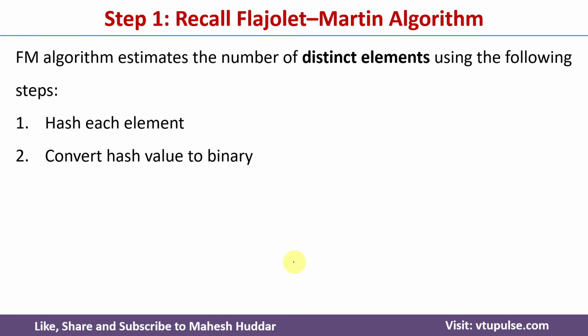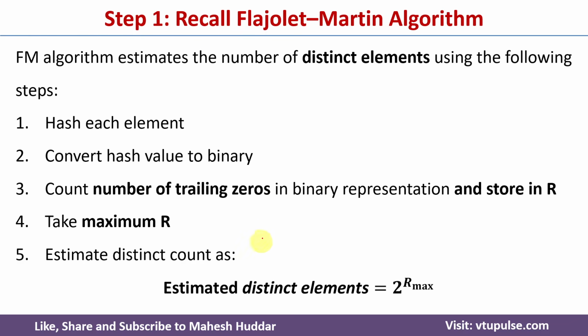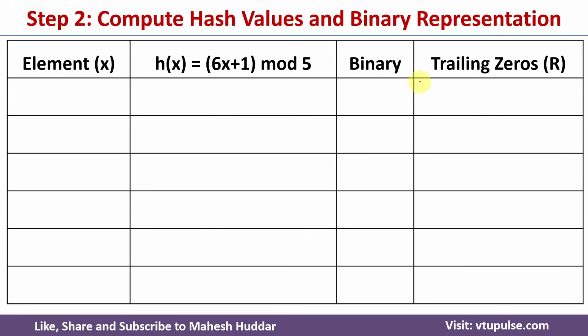These are the steps for calculating the distinct elements using the Flajolet-Martin algorithm. All these steps are explained in the previous video, and the link for that video is given in the description below. In the Flajolet-Martin algorithm, we need to compute the trailing zeros. So to compute the trailing zeros, first I will consider the first element, that is 1.